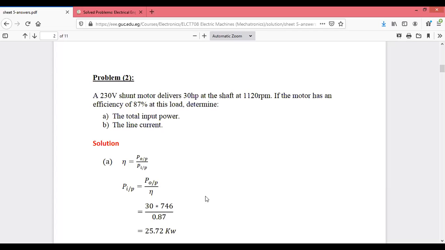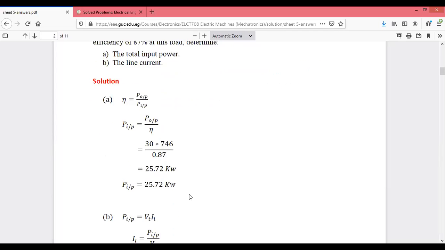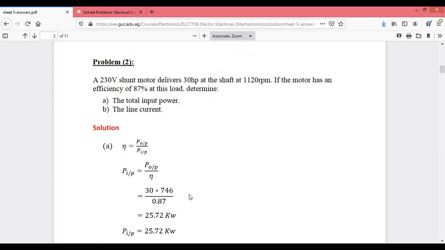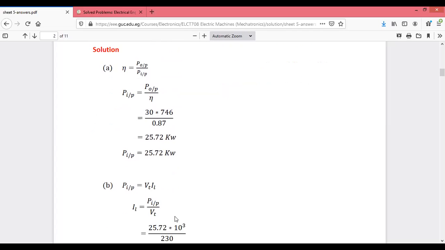When you solve 30 HP, you can take the value 746 instead of HP. They will give you that: you can take 1 HP equal to 746 watts. So you can take 30 into 746 upon 0.87. You will get the input power equal to 25.72 kilowatt. kW is nothing but the unit for power. Now, what are you supposed to solve again?